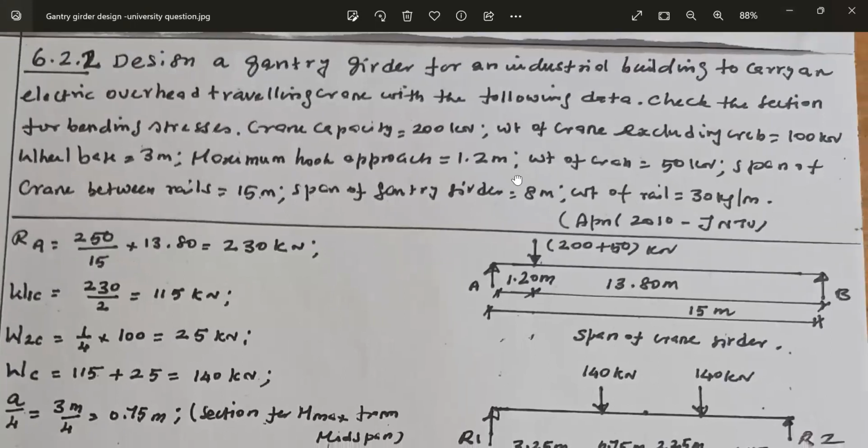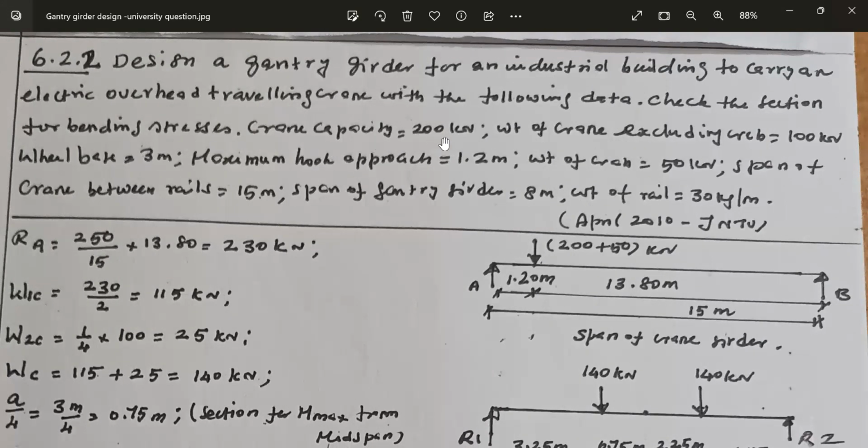Hello friends, now we will see one problem on gantry girder design. This is one university question for JNTU in the year April 2010. The details are given here. Design a gantry girder for an industrial building to carry an electric overhead traveling crane with the following data. Check the section for bending stresses.